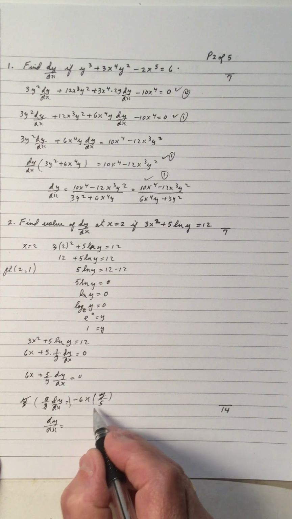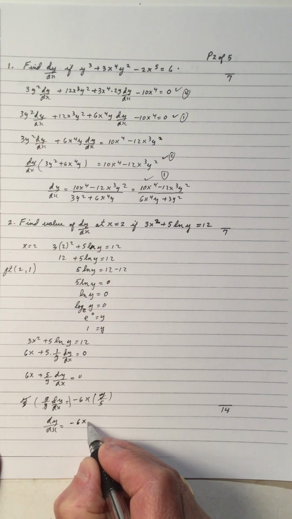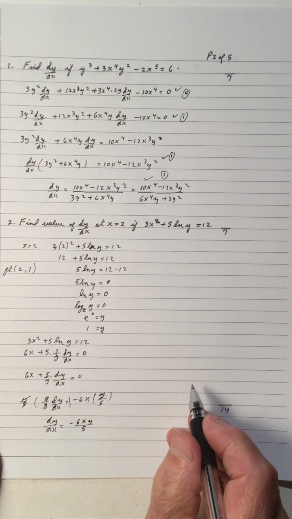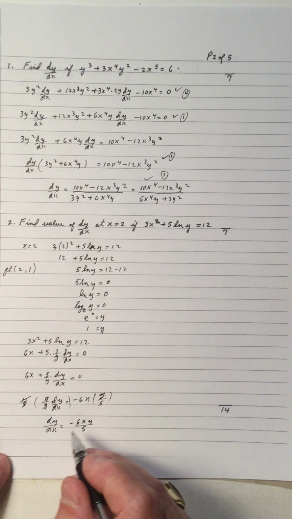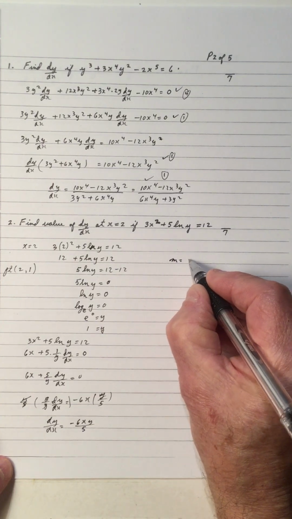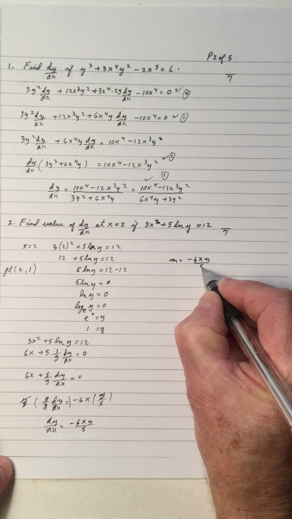Okay, so that gives us a negative 6xy over 5. So that's what the slope is. So that means that the slope is the derivative, so it's a negative 6xy over 5.